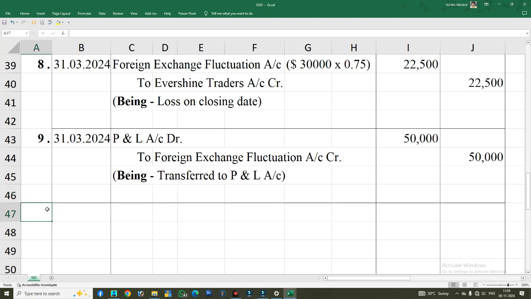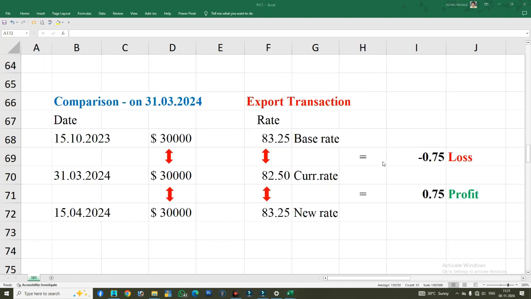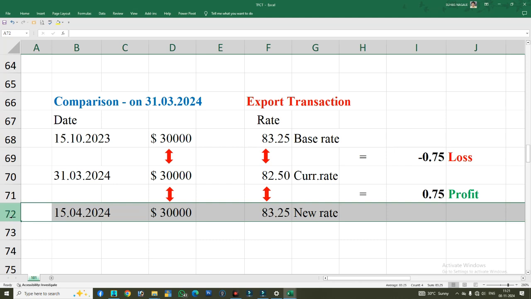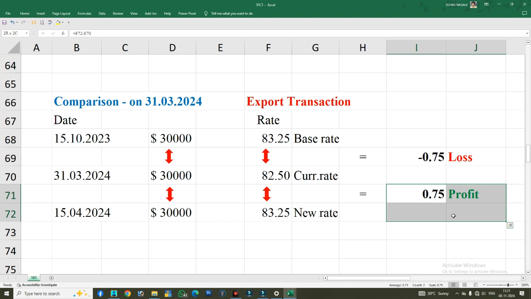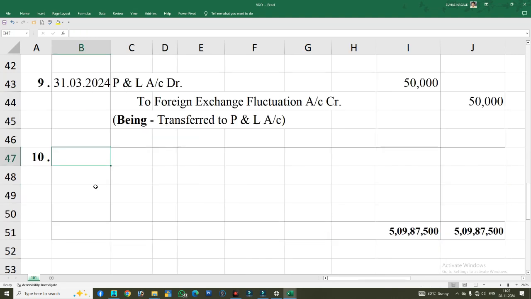After this, we have to pass the next entry for the next year's first transaction. Again, we have to consider this working note. We have passed the entry for this loss. Now in the next year, on 15th April 2024, we have to pass the next entry for the next transaction, and in case of the next transaction, 0.75 paisa profit will be there. So this is the last entry of this problem, 15th April 2024.